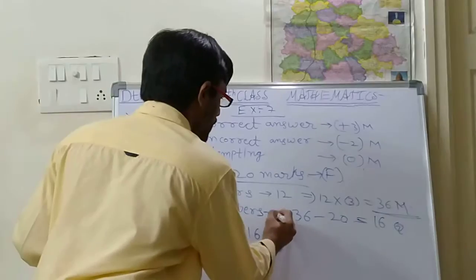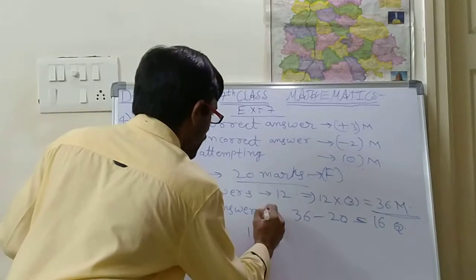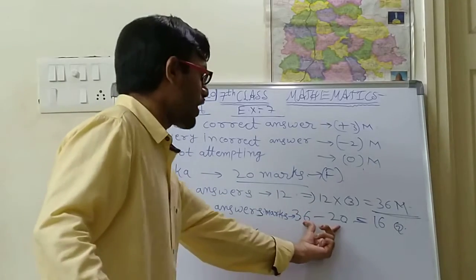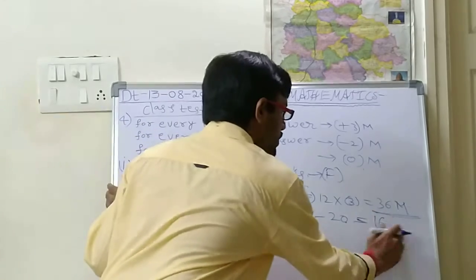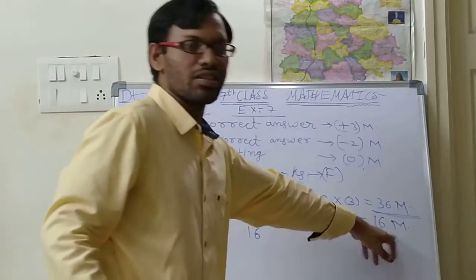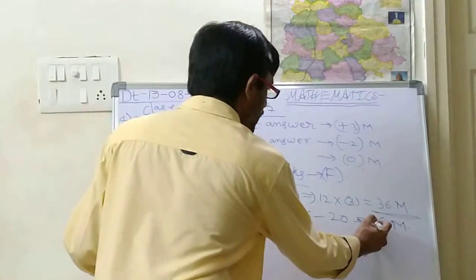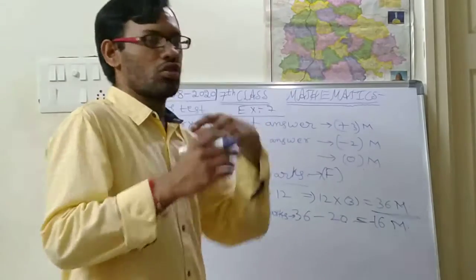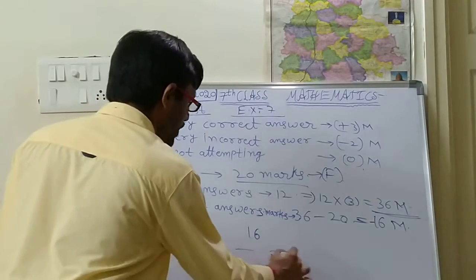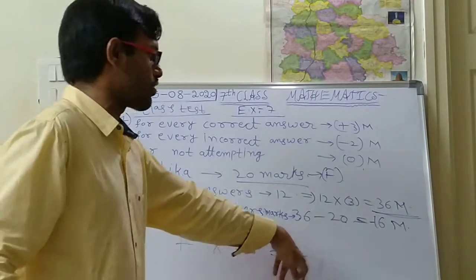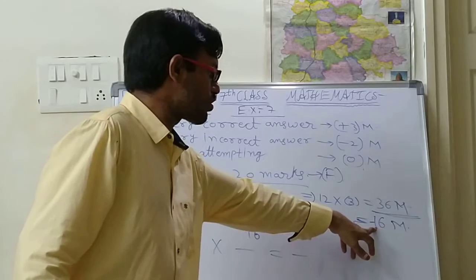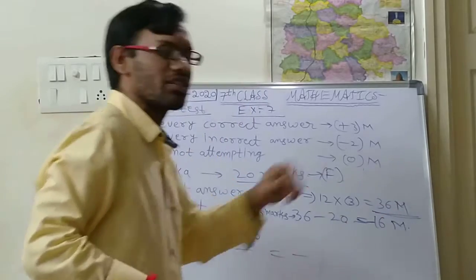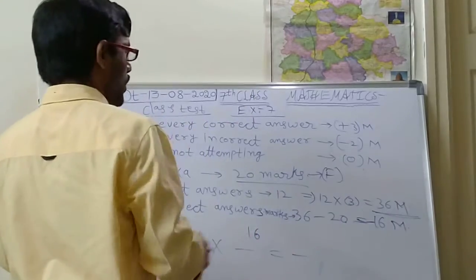If we do the subtraction, what is the marks of incorrect answers? 36 minus 20, that is 16 marks. For the incorrect answers 16 marks are given, but this will be minus only, because for every incorrect answer it is minus 2. Whatever plus into minus is always minus only. So for the incorrect answers the answer should be negative: minus 16. So 36 marks and minus 16 marks, you subtract these two.